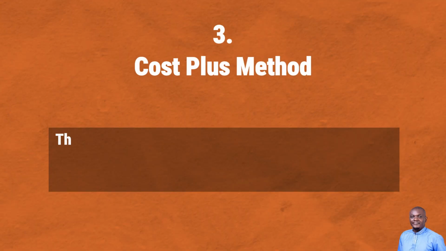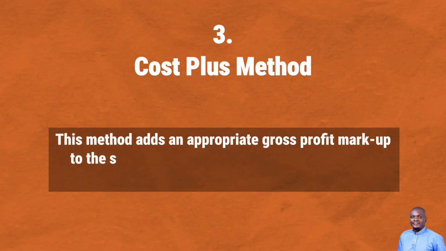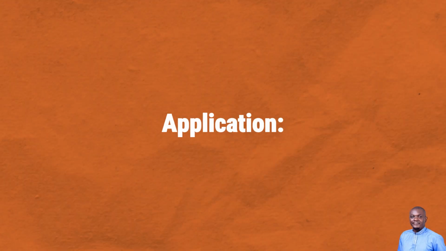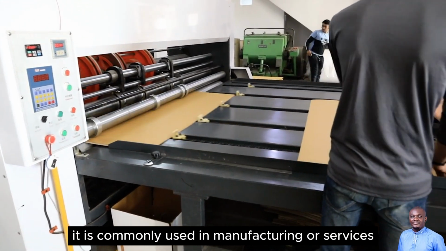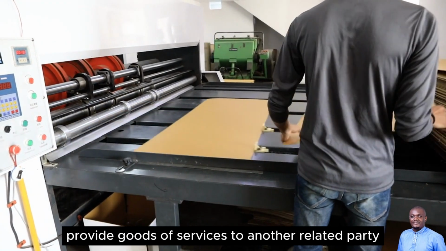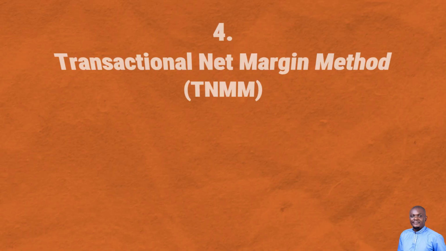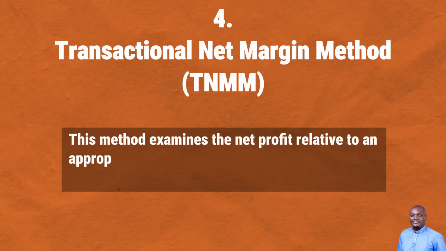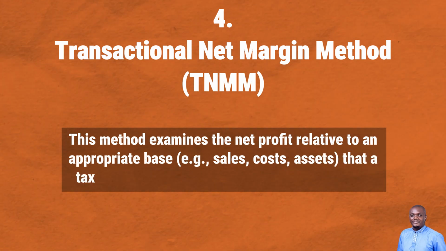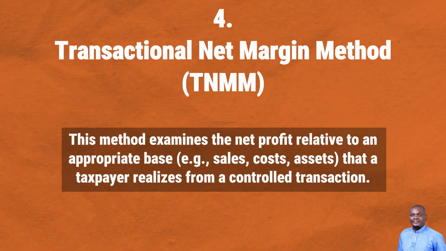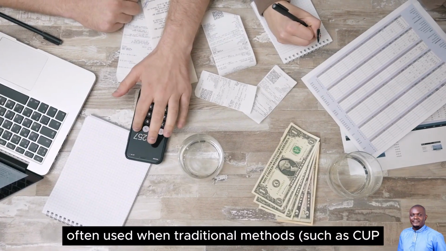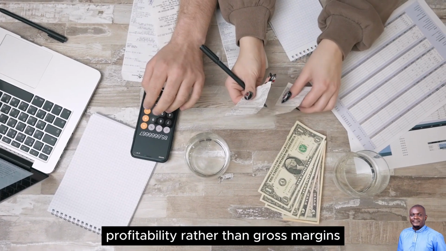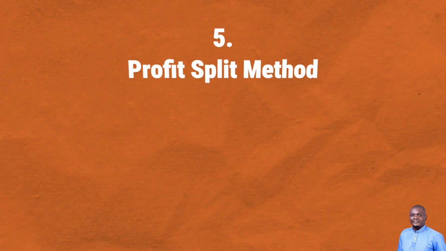Cost plus method. This method adds an appropriate gross profit markup to the supplier's cost in a controlled transaction, resulting in the arm's length price. Application. It is commonly used in manufacturing or services where a related party provides goods or services to another related party. Transactional net margin method. This method examines the net profit relative to an appropriate base, e.g., sales, costs, assets that a taxpayer realizes from a controlled transaction. Application. Often used when traditional methods such as CUP, resale price, cost plus are not applicable, focusing on net profitability rather than gross margins.